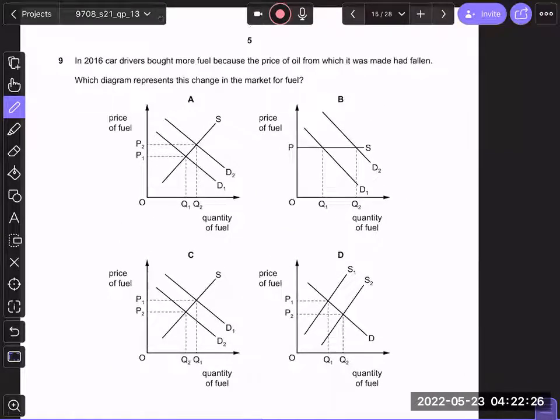Look at question number 9. In 2016, car drivers bought more fuel because the price of oil from which it was made had fallen. Which diagram represents this change in the market for fuel?